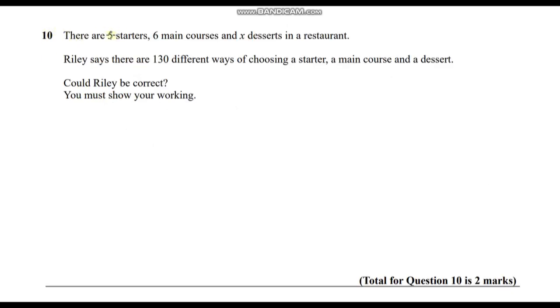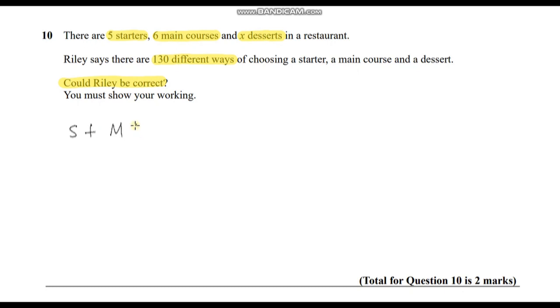Question 10. There are 5 starters, 6 main courses, and x desserts. So we don't know how many desserts there are in the restaurant. Riley says there are 130 different ways of choosing a starter, a main course, and a dessert. Could Riley be correct? You must show your working out. So we know that there are 5 starters and 6 main courses.